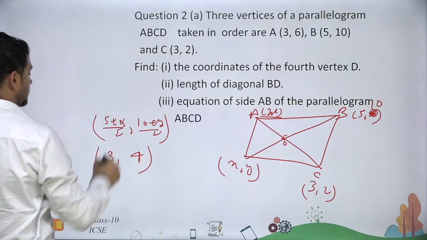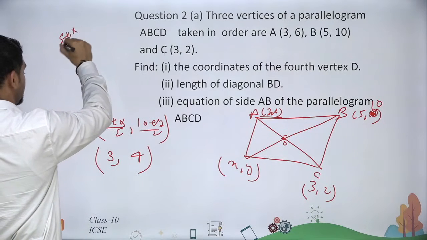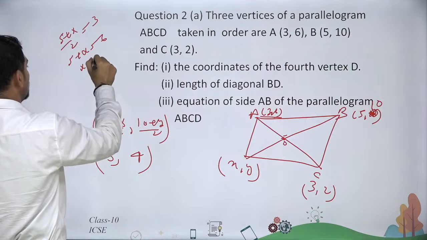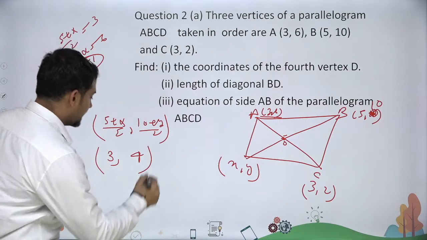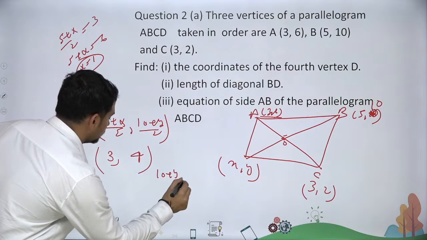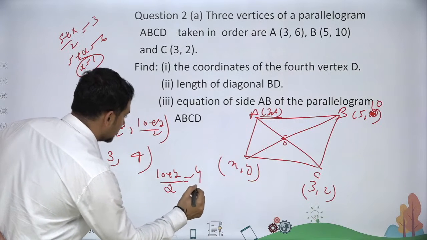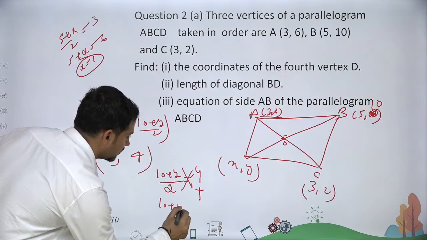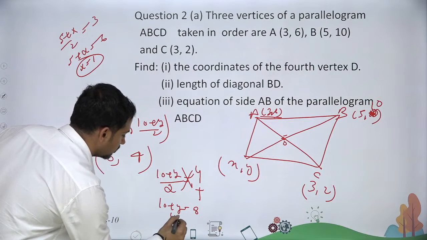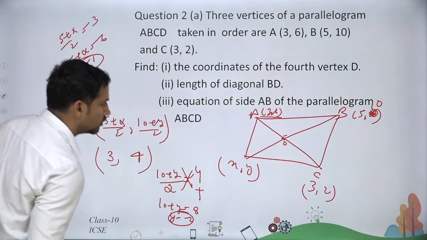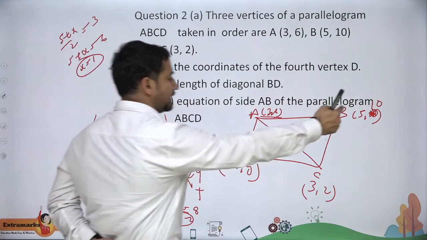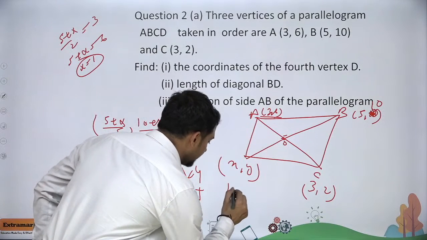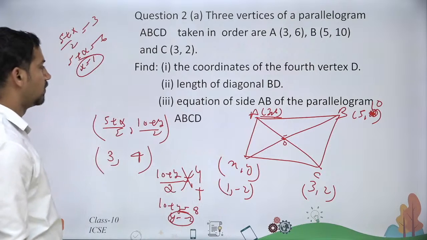Then after that, we have to compare this. (5 plus x) by 2 is equal to 3. Then 5 plus x is equal to 6, then x should be equal to 1. And (10 plus y) by 2 is equal to 4. After cross multiplication, 10 plus y is equal to 8. Then y should be equal to minus 2. See, 10 minus 2, 8 divided by 2 is equal to 4. So the answer is (1, minus 2) is the D point.